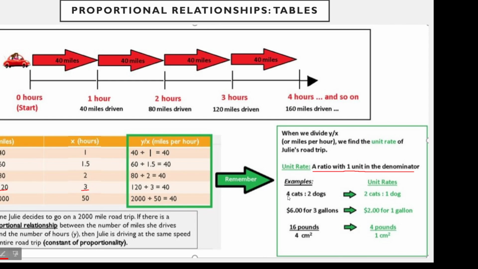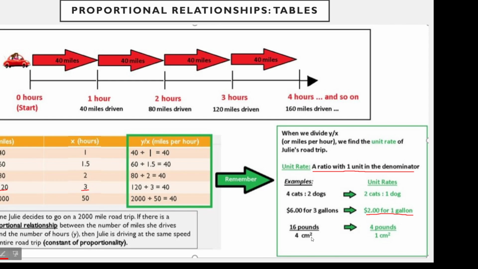So some other examples here. If you have a ratio of 4 cats to 2 dogs, well, the unit rate of that would be 4 divided by 2, and then we get 2. There's 2 cats for 1 dog. That makes sense, right? If we have double the dogs, we're going to have double the cats. If it's $6 for 3 gallons, right, you go to the gas station, that's how much you pay for 3 gallons of gas. That means that you pay $2 for every 1 gallon.